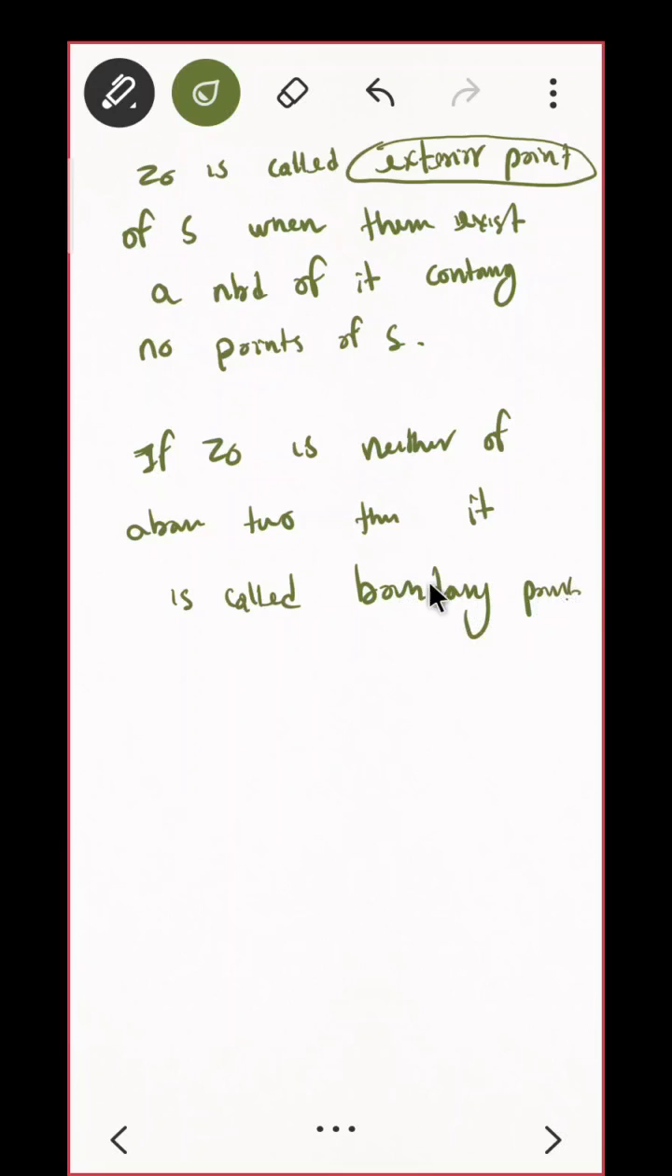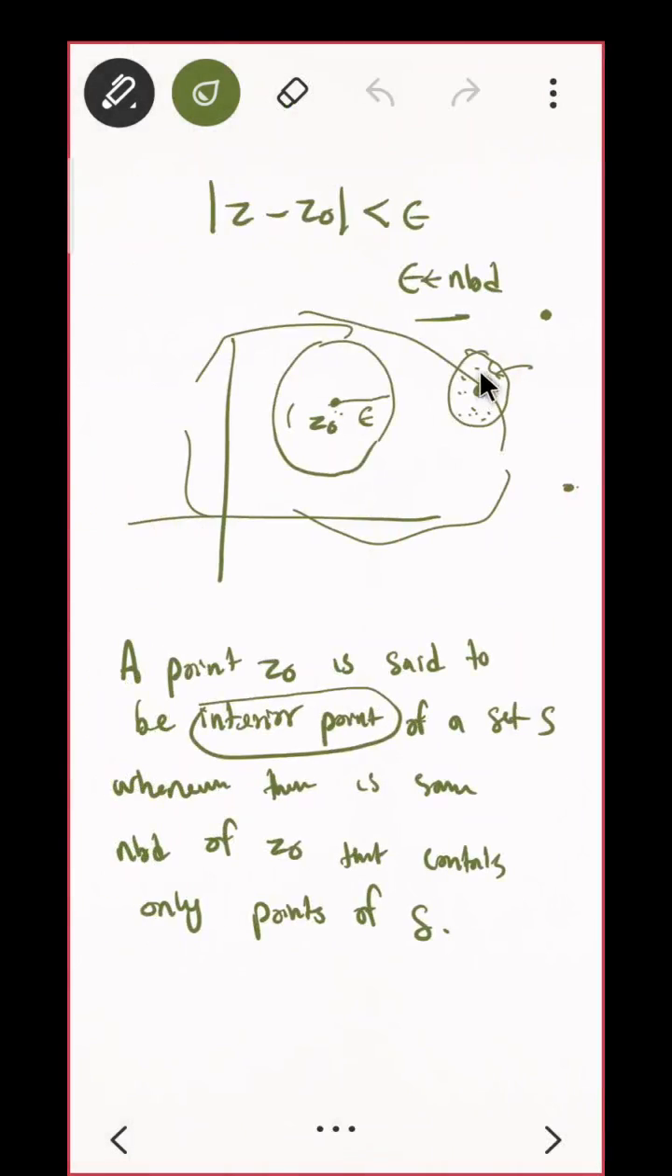Or else you can say it should have some point of S and some point of not S. It should have both things. At least one is enough in our case. I should have a neighborhood which contains some point of S and some point of not S. Correct? Is that clear? That is quite easy. I hope there is no issue in that.